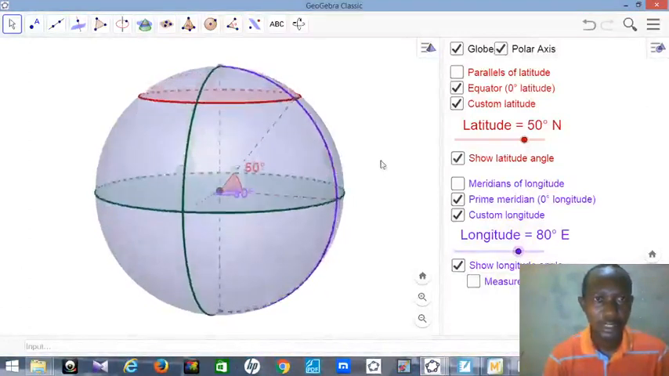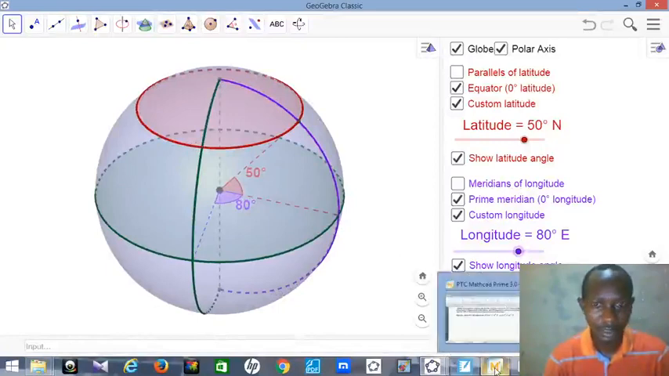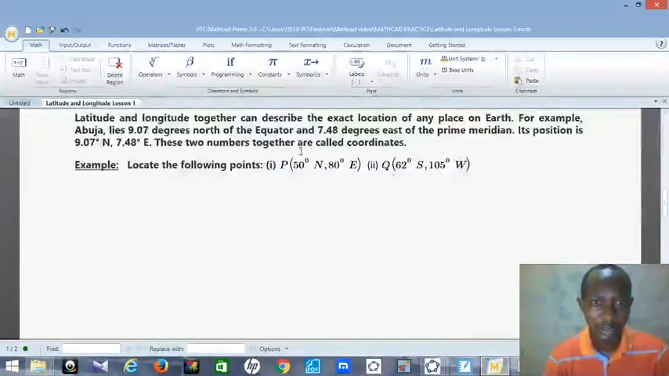So I hope you understand what we did today. Just go through the video very well and carefully. There's nothing too difficult about it. This is just the fundamental of the topic, longitude and latitude.